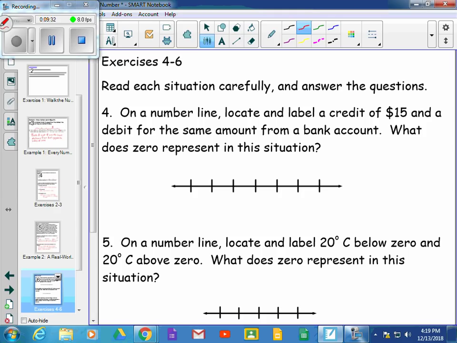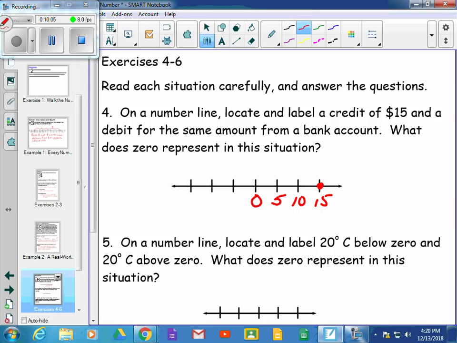Number 4, on the number line, locate and label a credit of $15 and a debit for the same amount from a bank account. What does 0 represent in this situation? So if we're going to plot these points on the number line, I'm going to start with 0, and we have to get to a credit of 15. That's going to be a positive 15. An appropriate scale would be by 5s. So right there is the credit of 15.